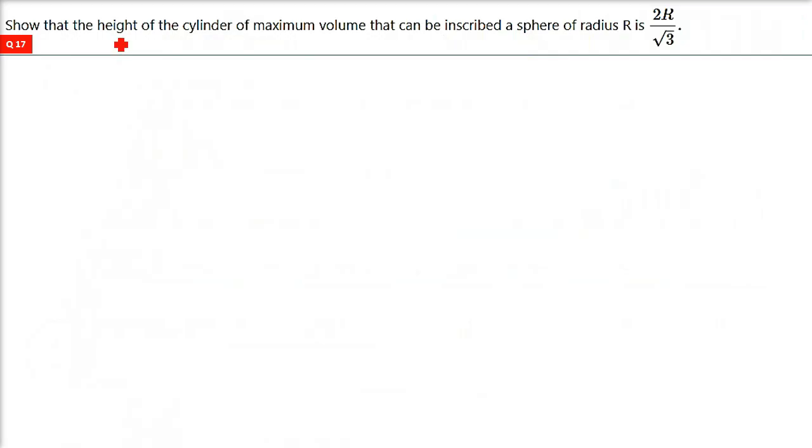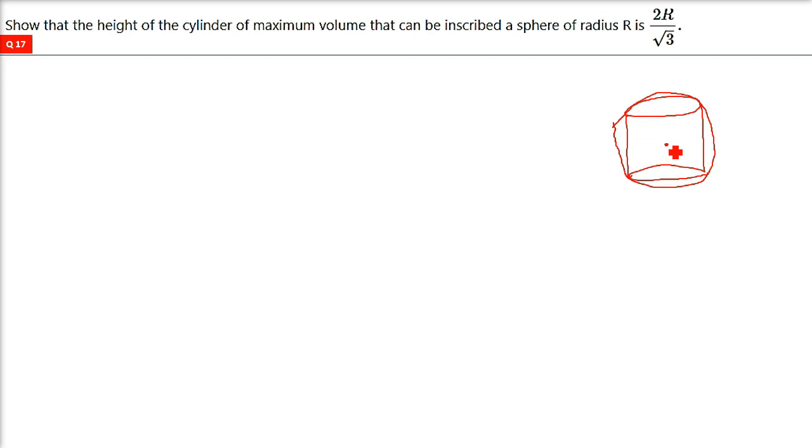Show that the height of the cylinder of maximum volume that can be inscribed in a sphere of radius R is 2R by root 3. Now, just imagine that you have a cylinder. It's a right circular cylinder and this goes inside the sphere. Imagine this as 3D because the sphere is 3D and the cylinder is also 3D inside.